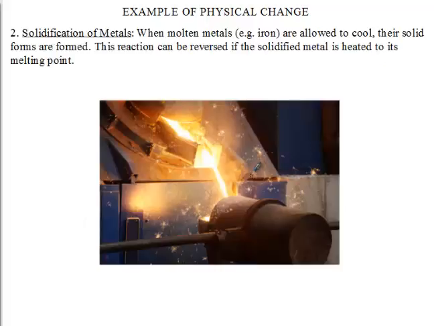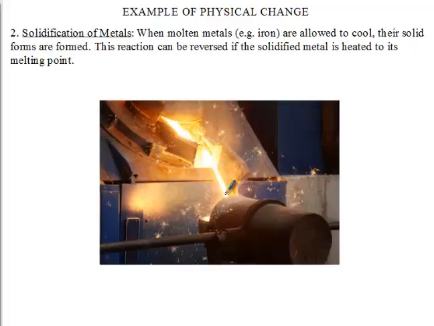Another example is solidification of metals. When molten metals are allowed to cool, their solid forms are formed. Over here, this yellow thing you see here is a molten metal. Every substance has its melting point. If the substance is heated to that point, it is going to melt. So when iron is in the molten state and is allowed to cool, a solid iron will be formed.